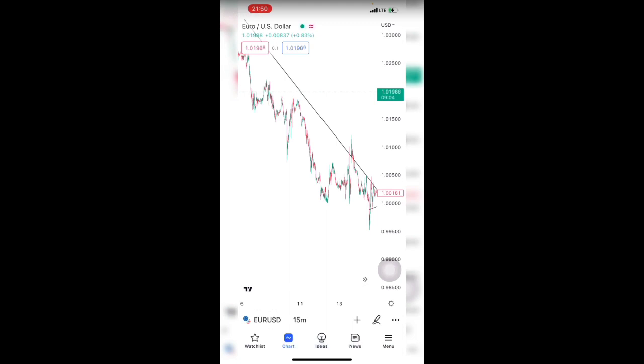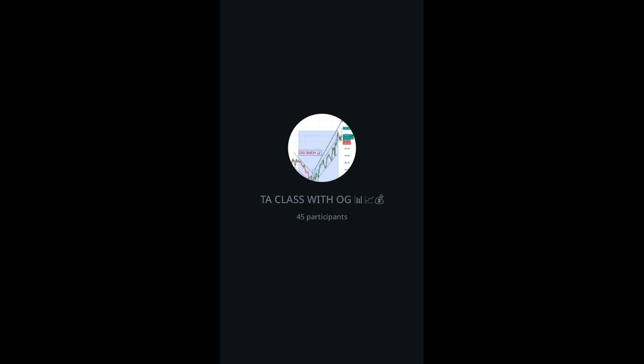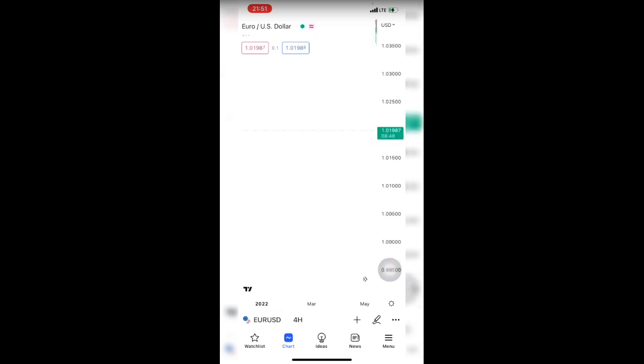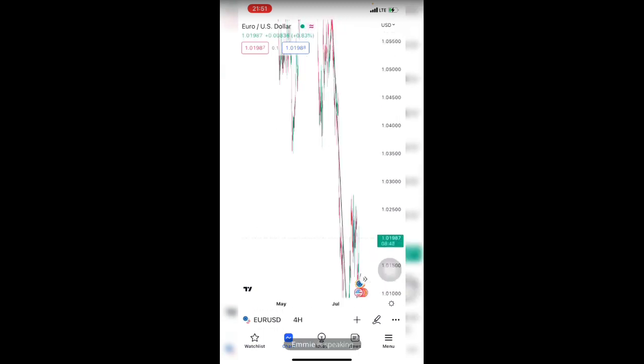And where will you get it? This one is in 15 minutes. You change it to what? To 4 hour, or you change it to 1 day. That one is more straight, and it will make more sense than all these ones.